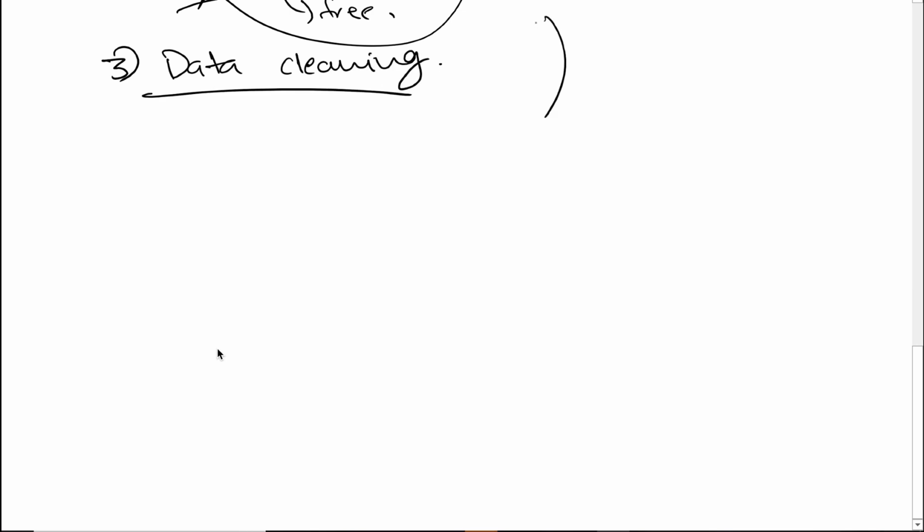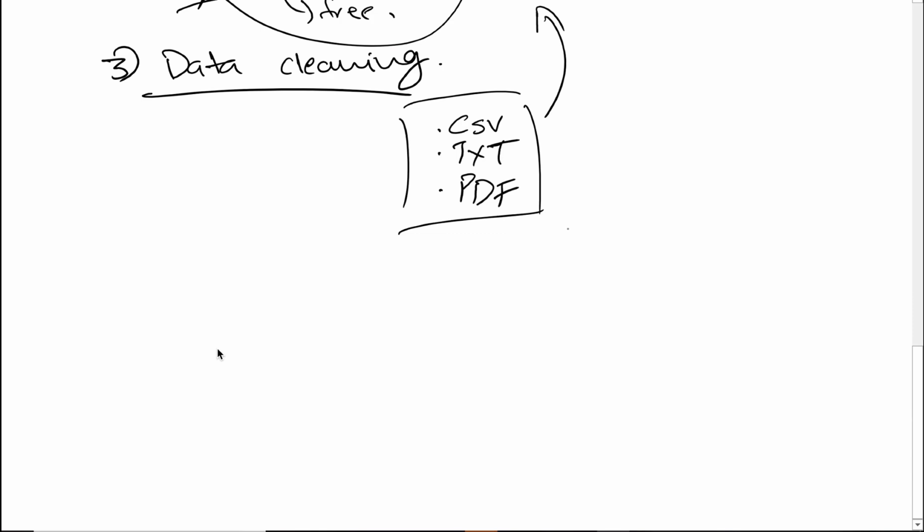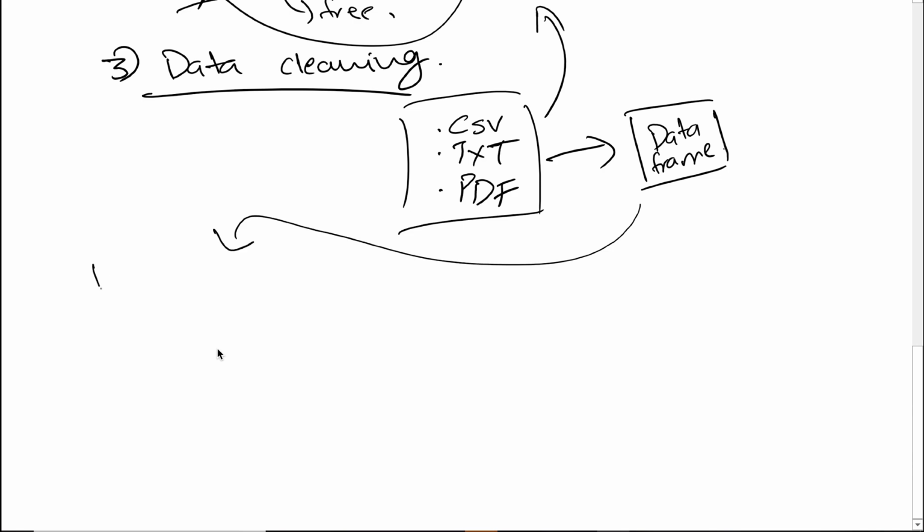Now once we get the data from the data collection, that data can be in the form of a CSV file, or a text file, or let's say a PDF, whatever it is. Our job as data analyst or data scientist is to figure out a way to compile all these data and make one data frame from it. Now once we have that data frame, where we have compiled all our files together, we need to start cleaning that data.